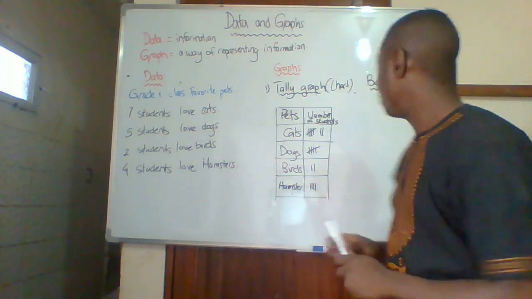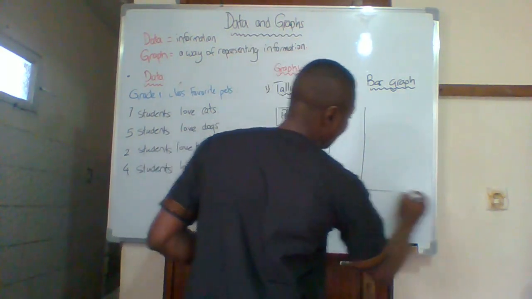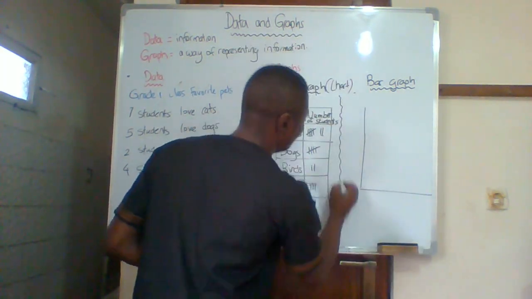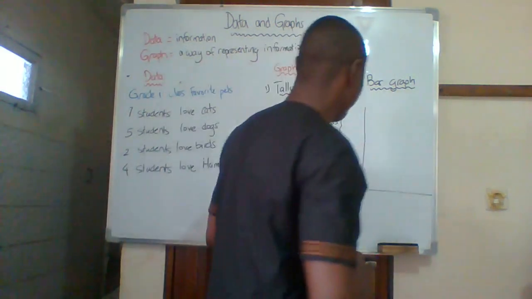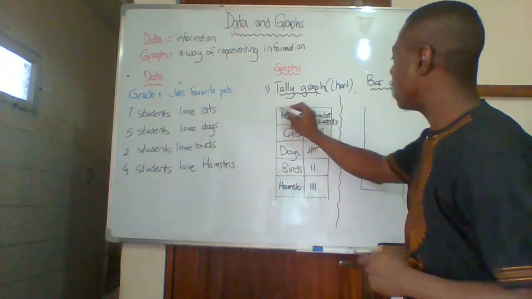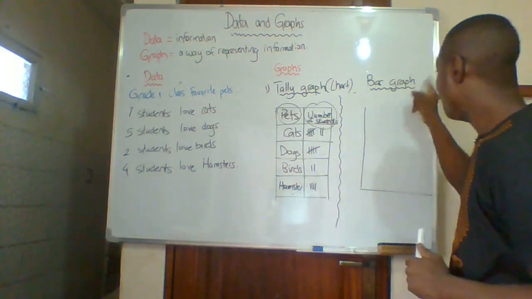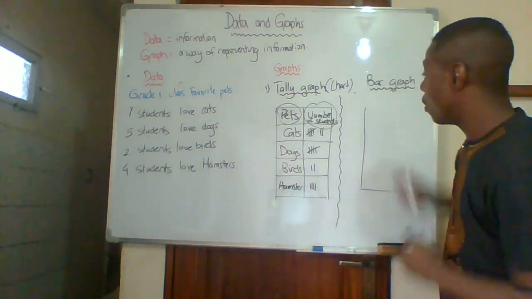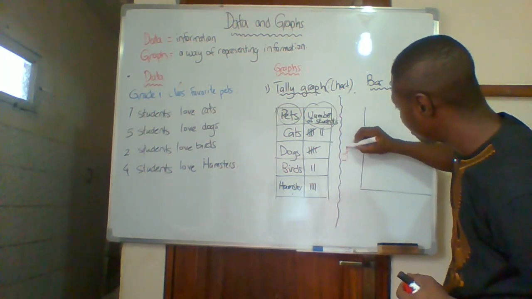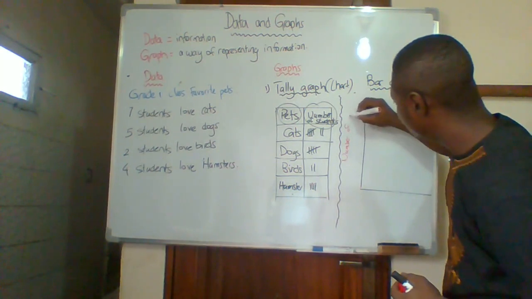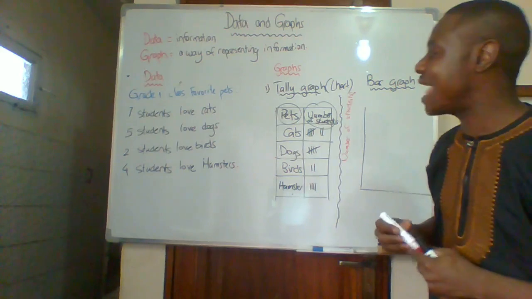Good. So I'm going to use the same information to represent it in a different way. This is a different way of representing. I'm going to divide my table like this so you can see. I'm going to use these two headings on my bar graph. So here I'm going to have number of students.